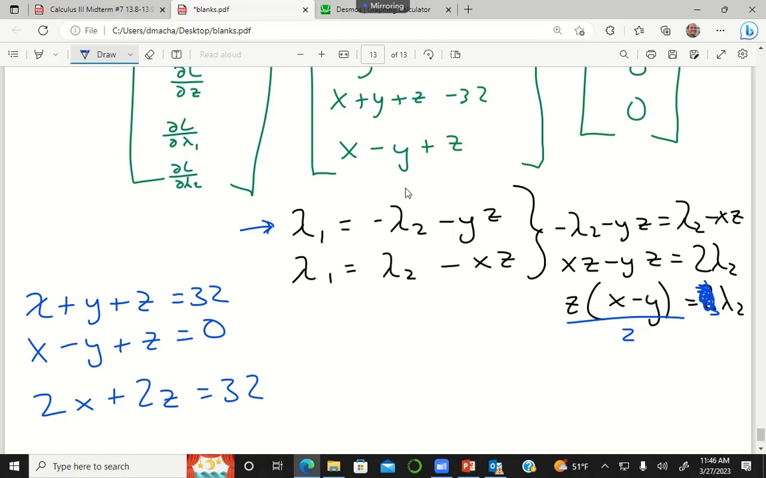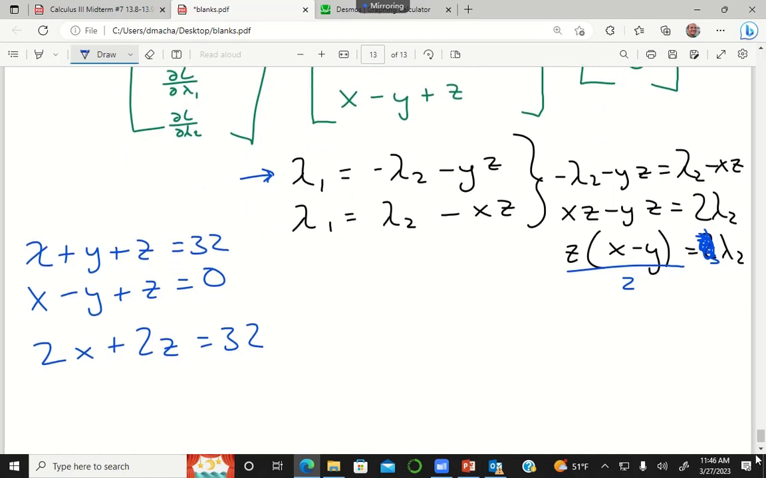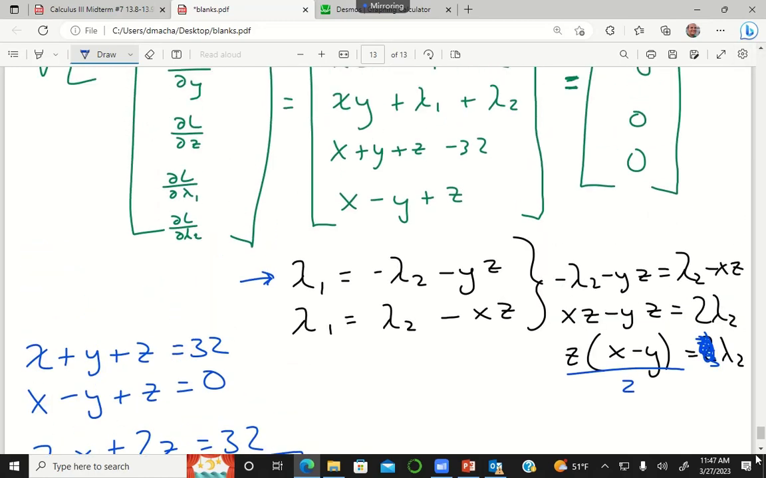True. Yeah, that's true. So if I subtract, then that's 2y equals 32, so then y just equals 16, right? Yeah, cool. So that's good. That's 1 less unknown, so now we only have 4 unknowns. I haven't used my third equation yet. The xy plus lambda 1 plus lambda 2 equals 0.